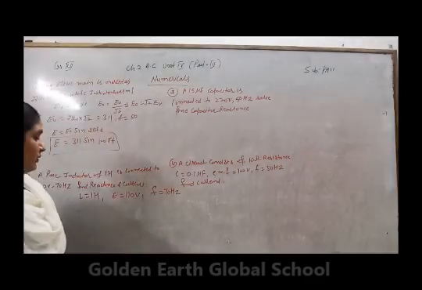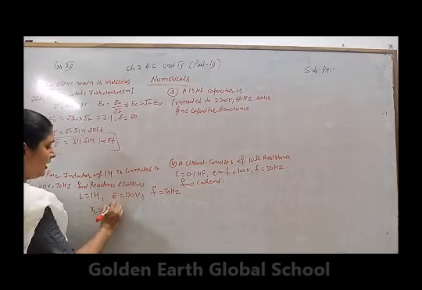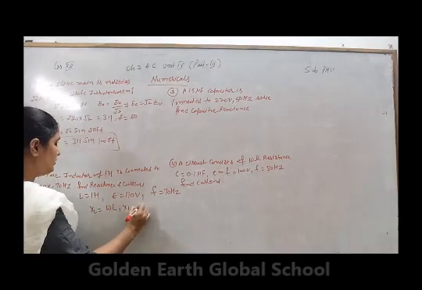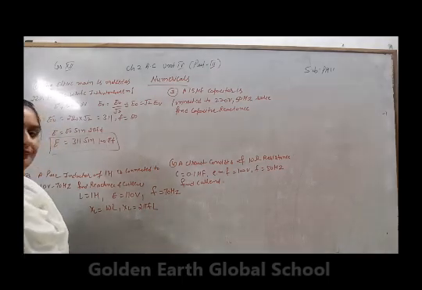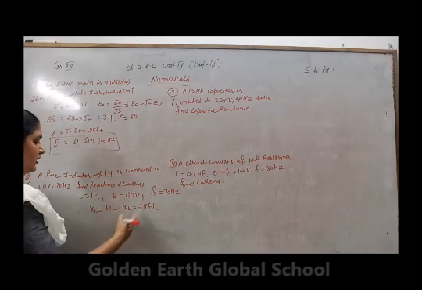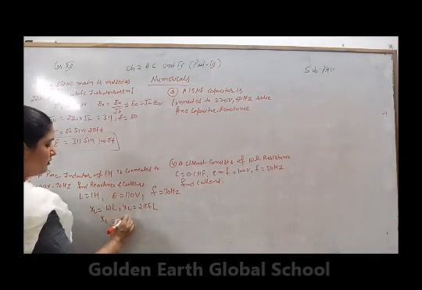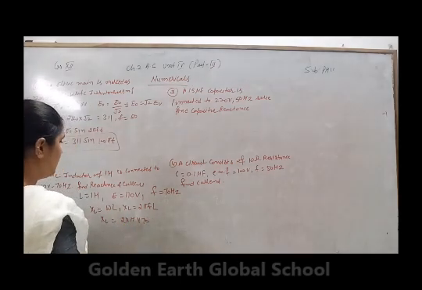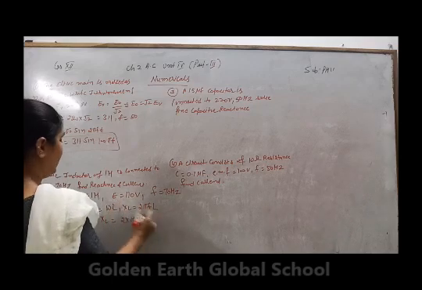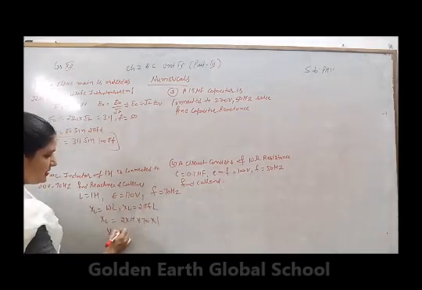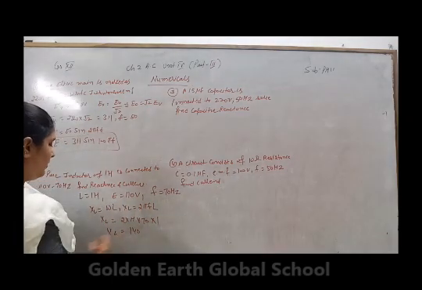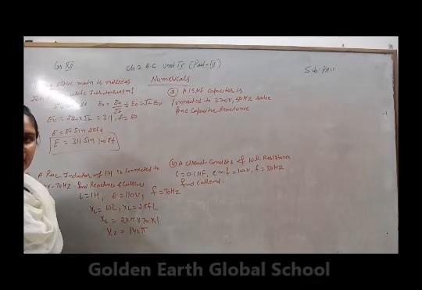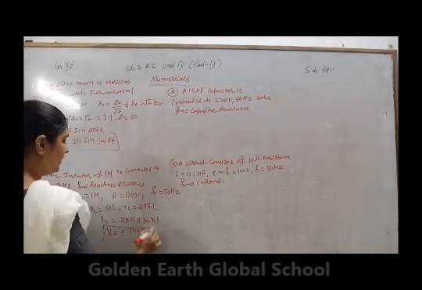Now XL is given by omega L, or XL is equal to 2 pi f L. You will calculate it here. XL will be 2 pi, f is 70 frequency and L is 1 Henry. So XL will be 145. XL we have calculated.